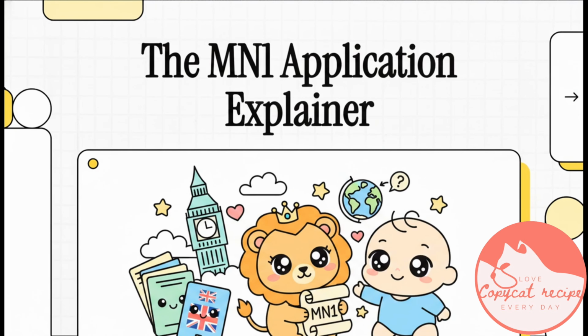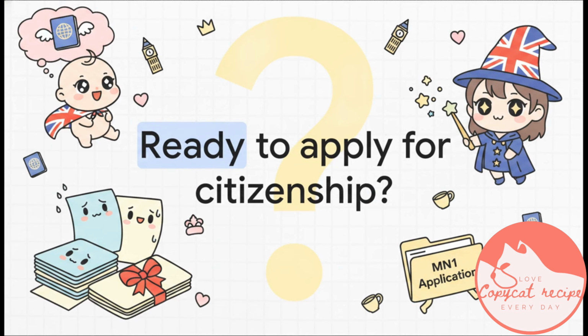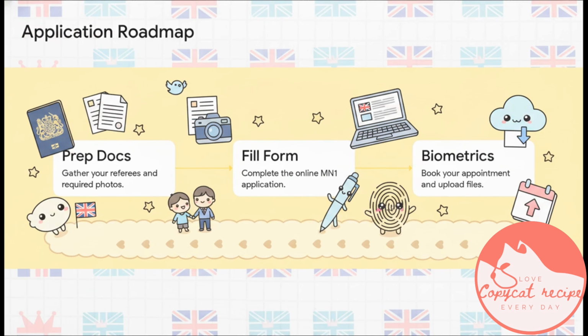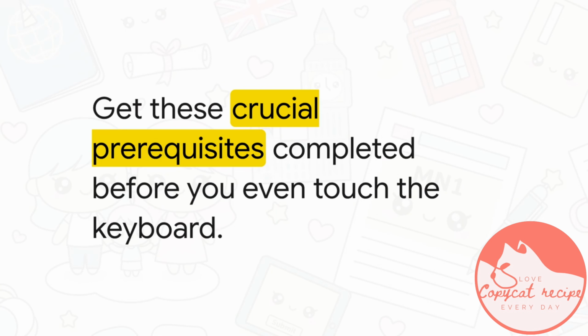Welcome to the Explainer. Today, we're tackling the Mn1 citizenship application for your UK-born child. It's a huge milestone. Home Office paperwork is definitely stressful, but let's make this super easy. Here's the roadmap: prepare docs, fill the form, do biometrics, and upload. Simple, right? Phase 1. Let's get your documents totally sorted before you even touch that keyboard.